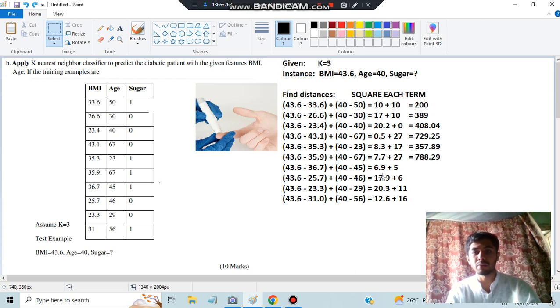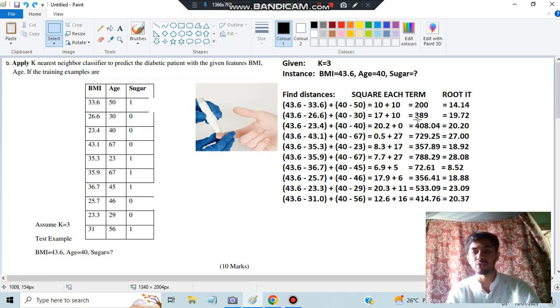Finally, we'll get all the squared values. Our next step is to find the root of them. So root of 200, root of 389, like that we have to write down. By finding the root of each of these, what can be observed is that whichever is the least root value, you have to select, and the k value is given to us as 3, right? So you have to select the 3 least values. The first least value is 8.52, the second least value is 14.14, the third least value is 18.88.